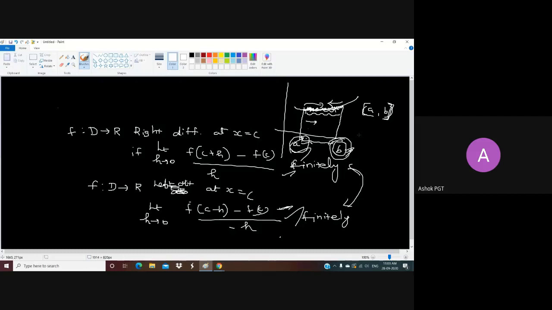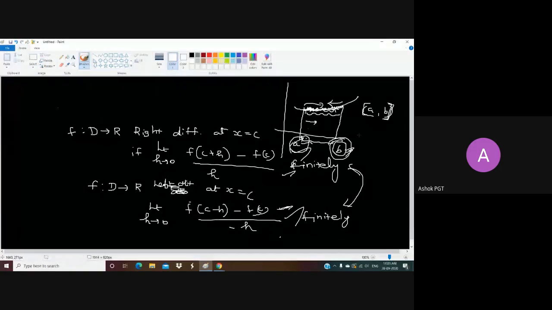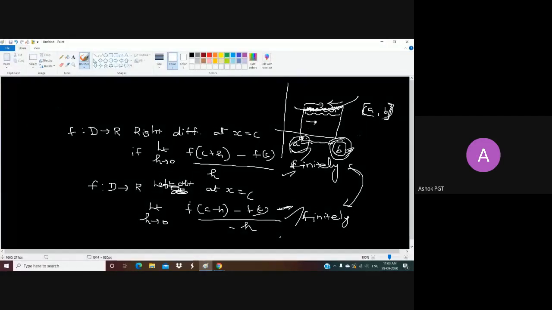Let f and g be two real valued functions such that f is differentiable at c and g is differentiable at c. Then f plus g is differentiable at c. That is, the sum of two differentiable functions is also differentiable. We have seen this kind of problems in the continuity concept. We are just extending the concept to differentiability here also.